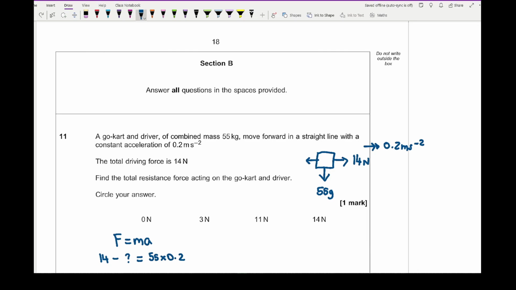55 times 0.2 is 11, so 14 subtract what force is equal to 11, and that would be 3 newtons.